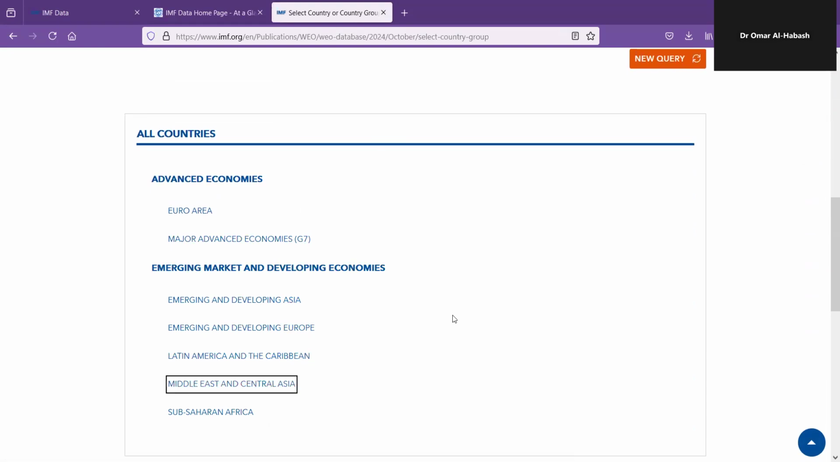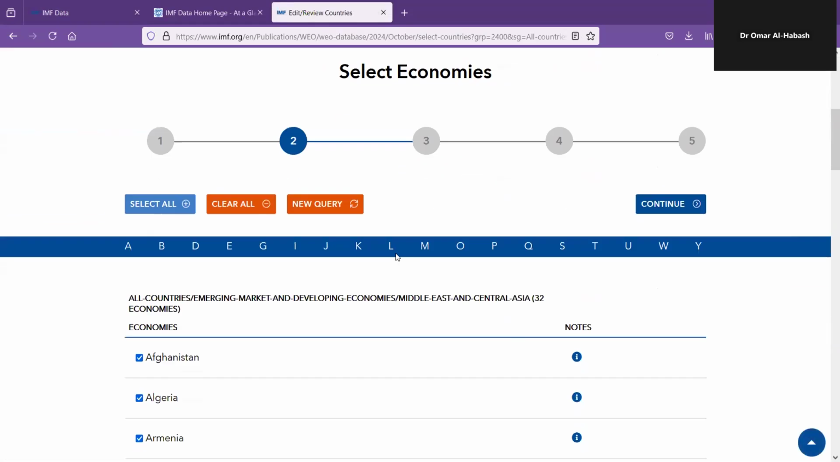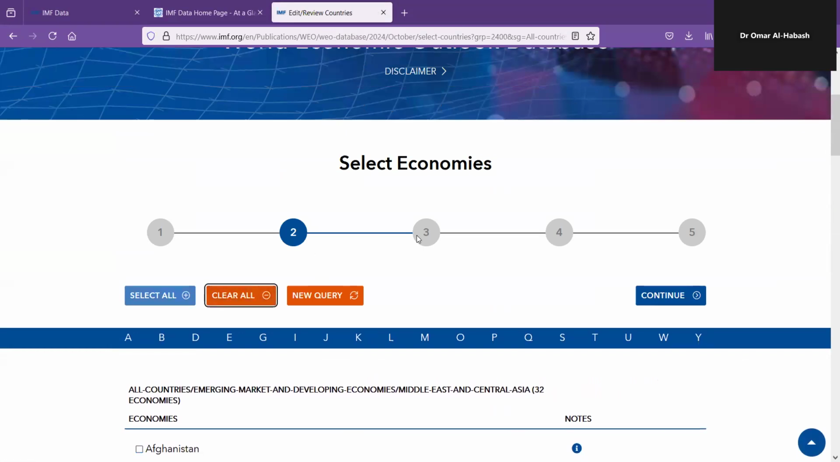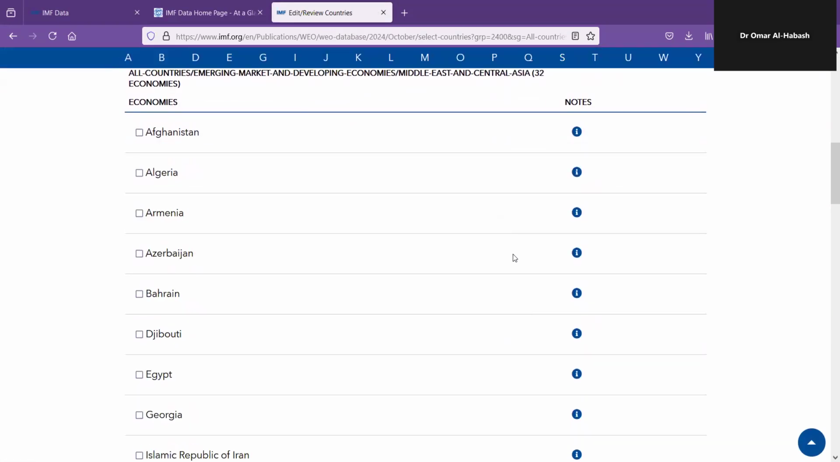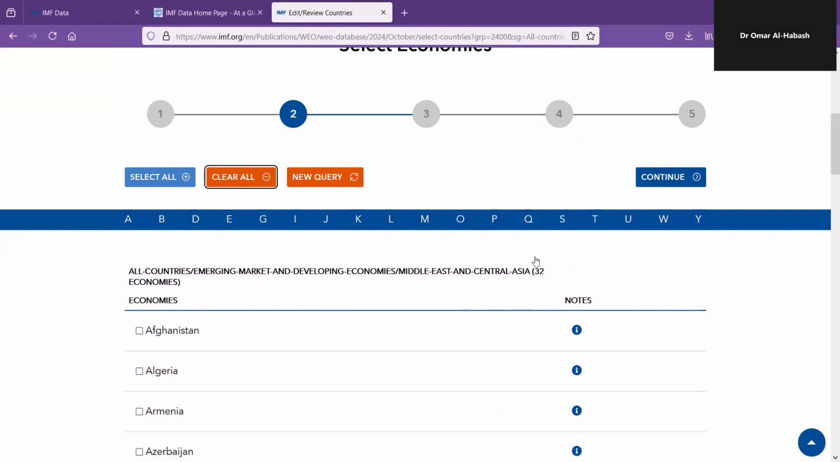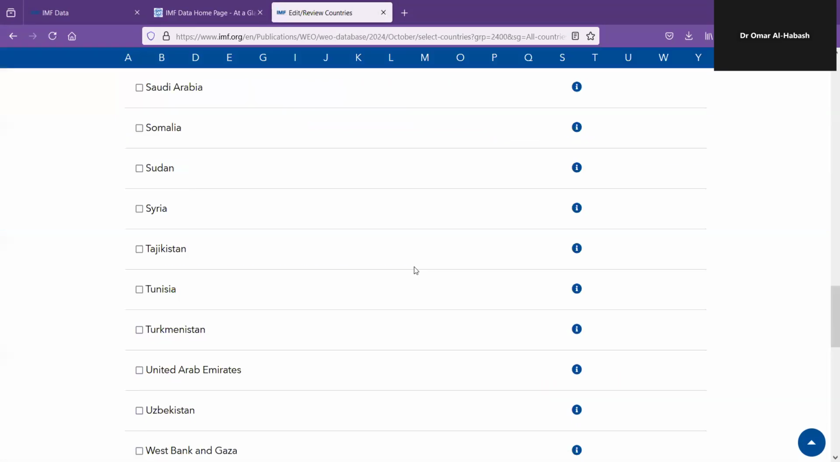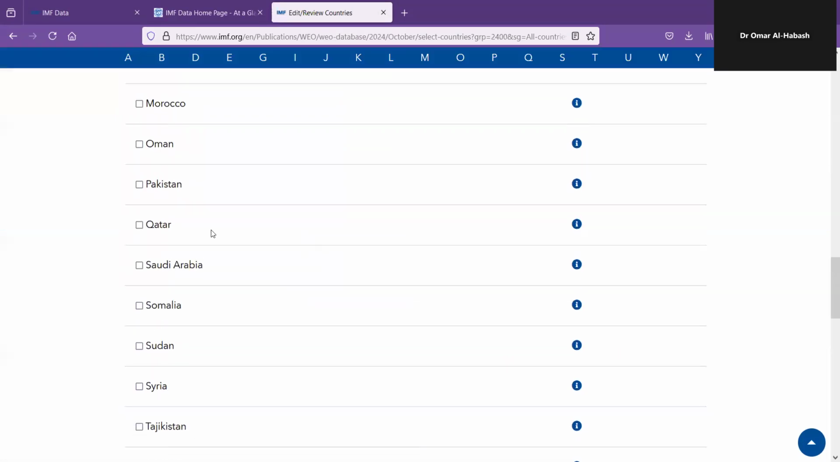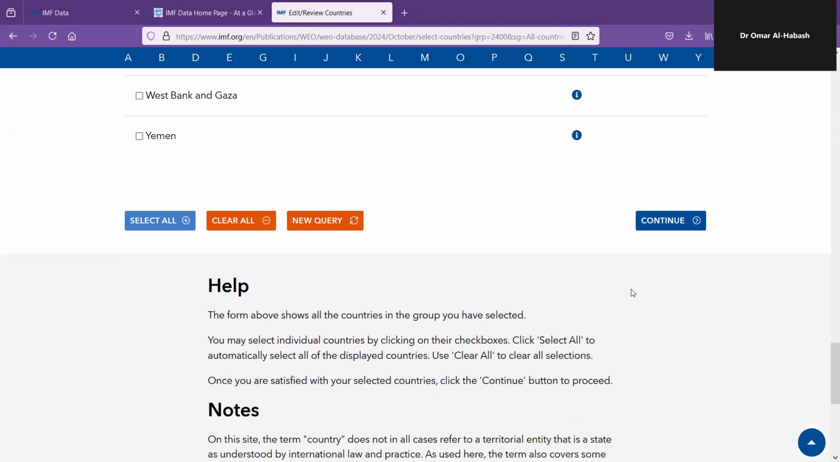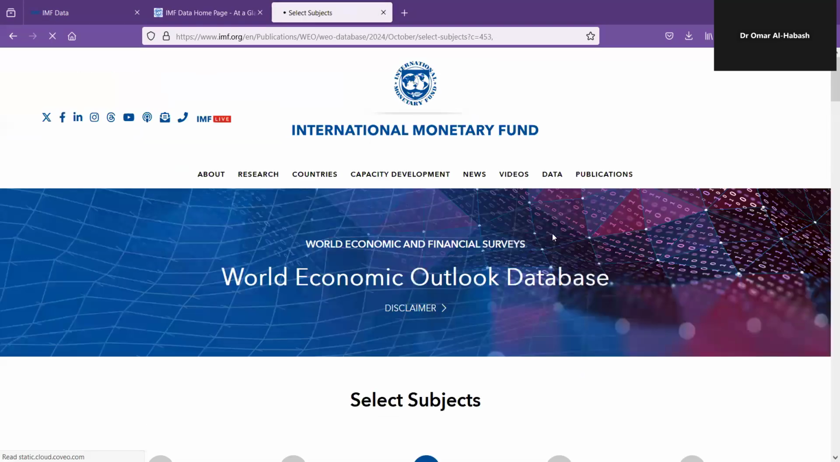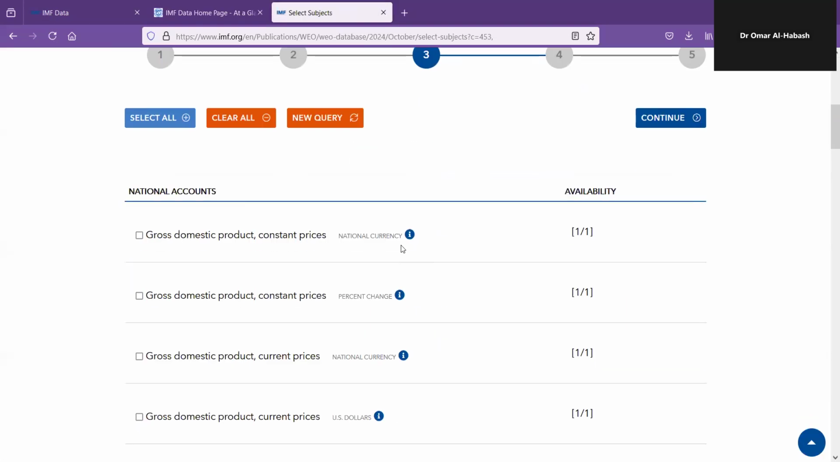Looking at Middle East and Central Asia. You could clear all, and then since you're looking at Qatar, you go for Q, and then you'll be able to find Qatar here. So click Qatar and then continue. We have the first category, national accounts.